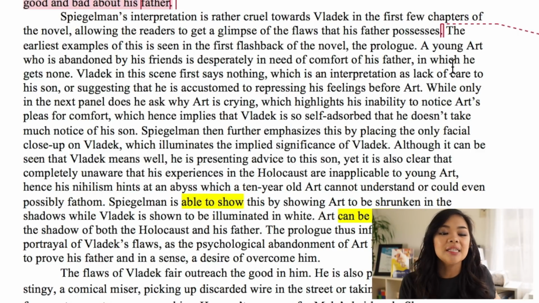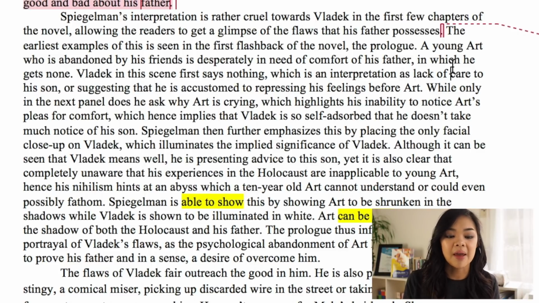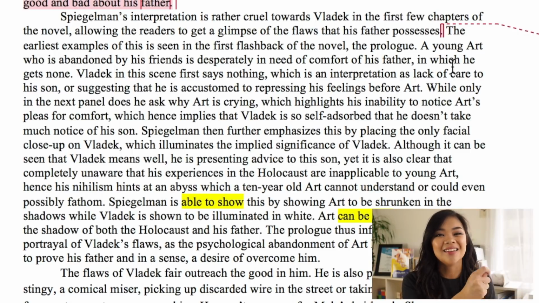I feel like this has been one of the more powerful statements that's actually been made. Like, Spiegelman's interpretation is cruel. Cool, it is cruel, but let's again try to work it in with the word fair. Just because he's cruel towards his dad, does it mean that he's fair? Do you guys know what I mean?